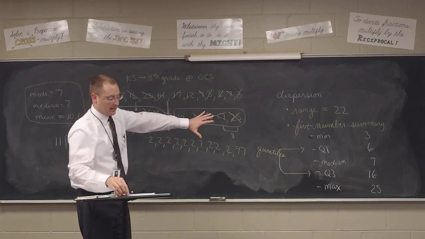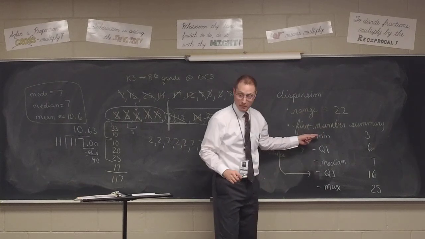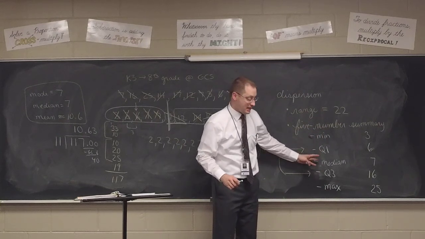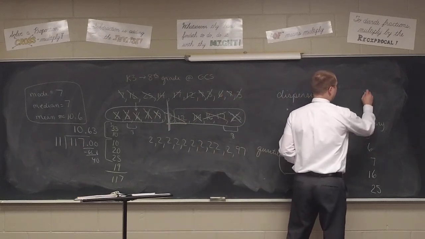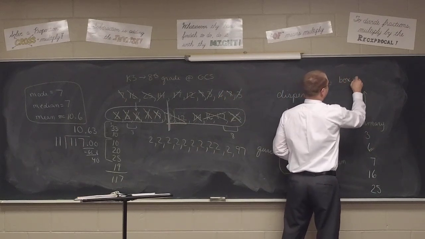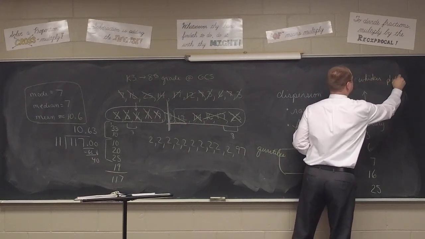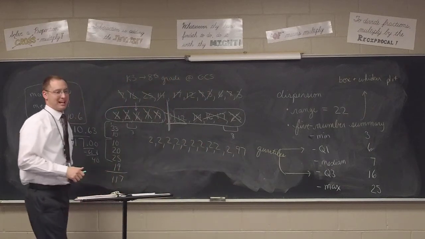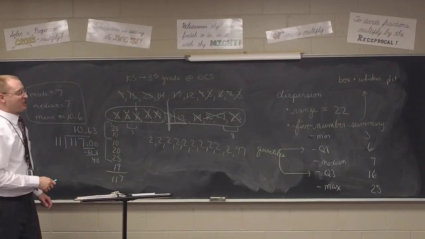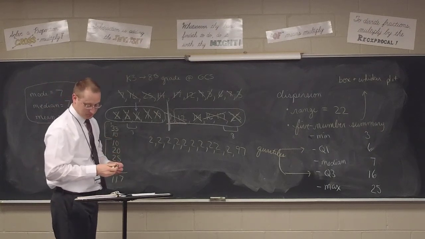Now, what we're going to practice doing today is taking what we call the five-number summary, the minimum, the first quartile, the median, the third quartile, and the maximum, and we're going to turn them into what we call a box and whisker plot. It's a type of graph. It's got a funny name, doesn't it? Almost feels like it should be something about a cat. But a box and whisker plot.